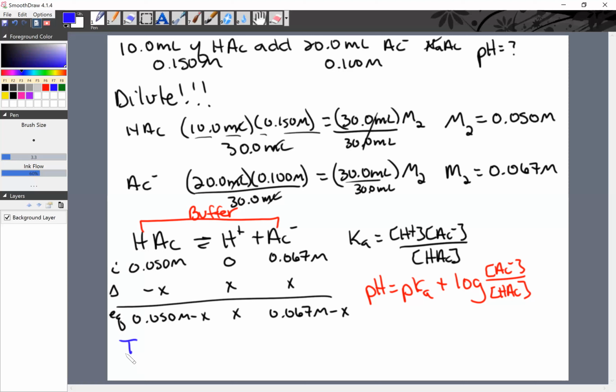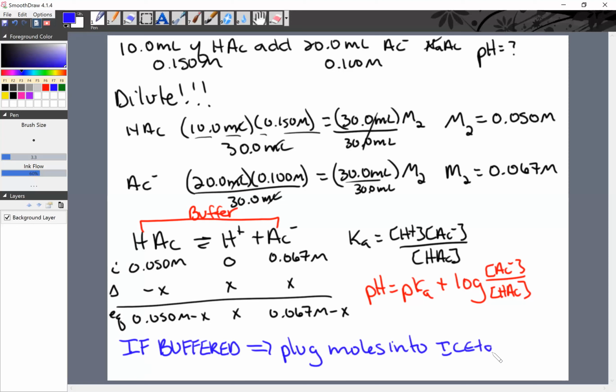If you are buffered, whoa, she's writing that in capital letters. If you are buffered, you can plug moles into the table instead of constantly going out and figuring out the new dilution.